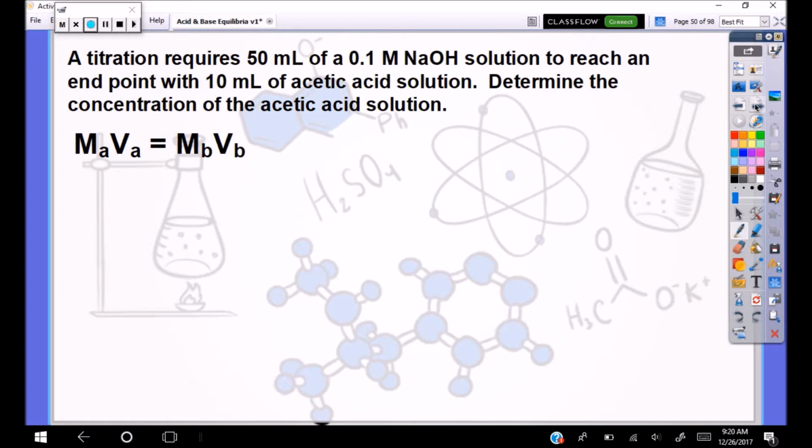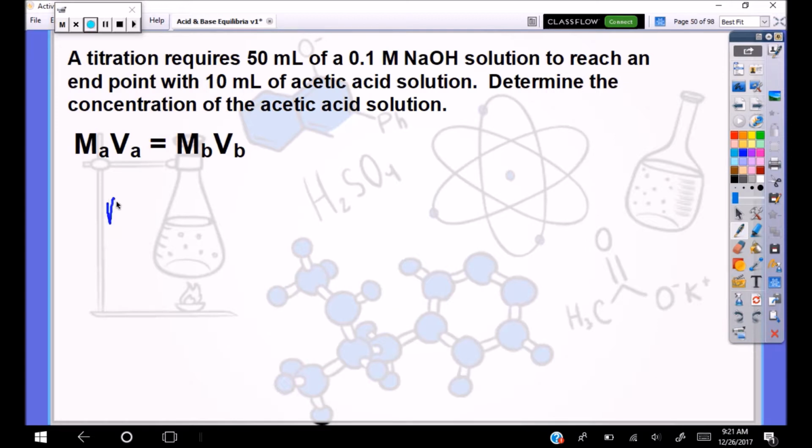Okay, so here's an example, and this is very similar to something you'll see in the quest. A titration requires 50 milliliters of 0.1 molar NaOH solution to reach an endpoint with 10 milliliters of acetic acid solution. Determine the concentration of our acetic acid solution. Okay, well, I have my molarity and my volume of my base. I'm going to leave things in milliliters because we'll end up working in millimoles and things will still cancel. You don't always have to convert, but as long as it's consistent. If you have one that's in milliliters and one that's in liters, then you should definitely convert.